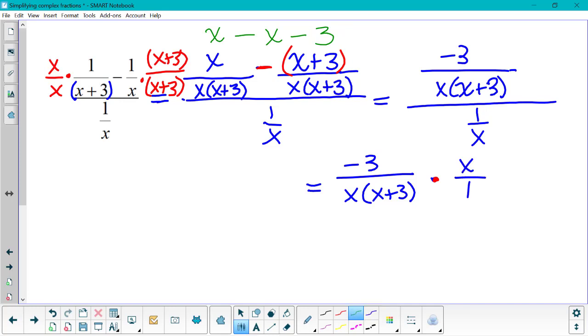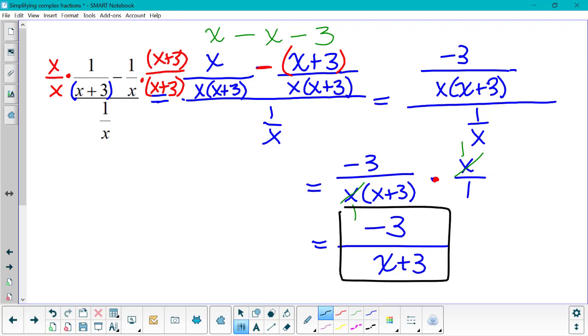Now we're multiplying rational expressions. Fractions divide out common factors diagonally, so I can divide out the x. Nothing else can be simplified, so now I multiply across the top. Negative 3 times 1 is negative 3. On the bottom, I have 1 times x plus 3 times 1, which is x plus 3. And there you have it.